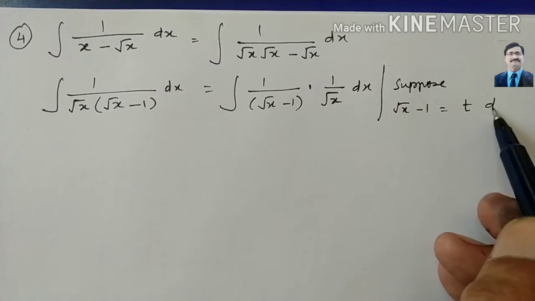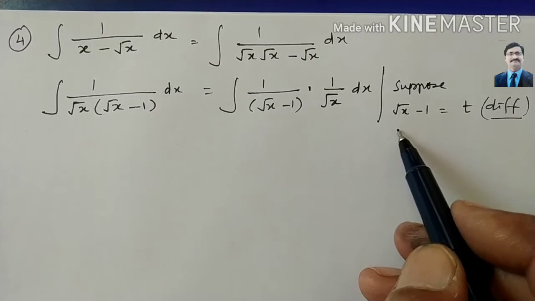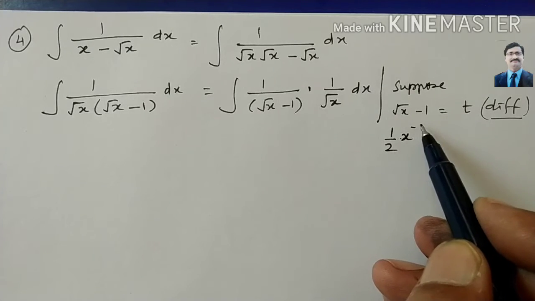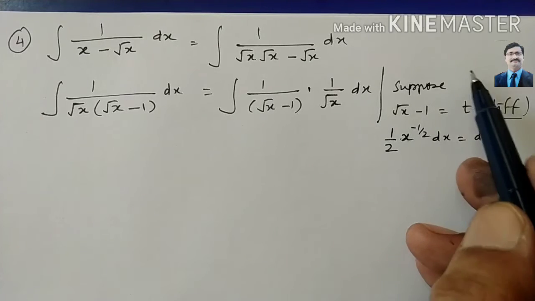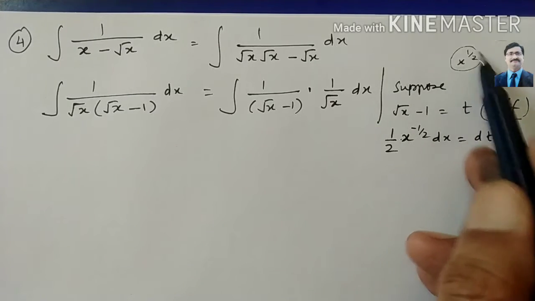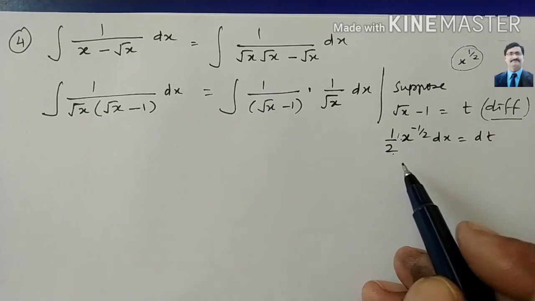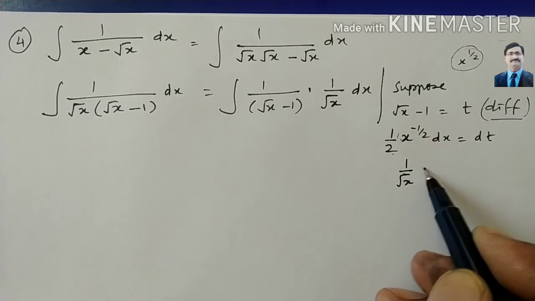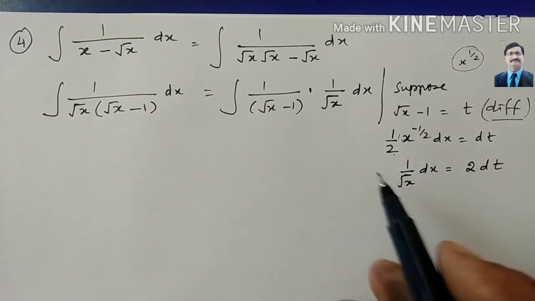What is the differential? Look here, we will get 1 upon 2 and x power minus 1 upon 2 dx equal to dt. Actually this is x power 1 upon 2, we have to do the differential. We get 1 upon 2 x power minus 1 upon 2, and this we can write as 1 upon root x dx equal to dt. We can transfer the 2, we will get 2 dt.